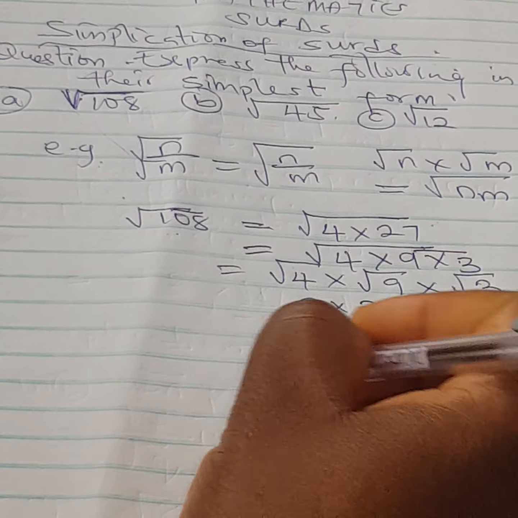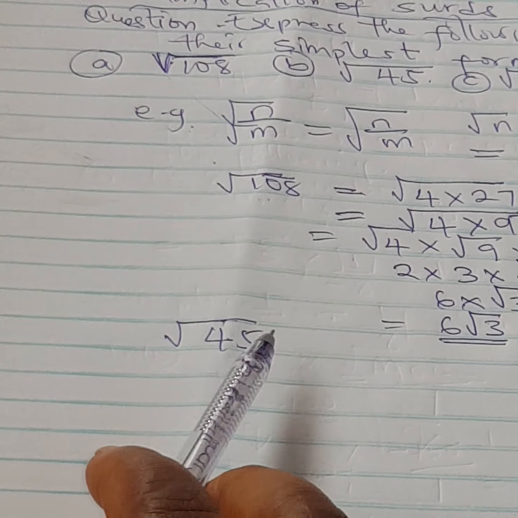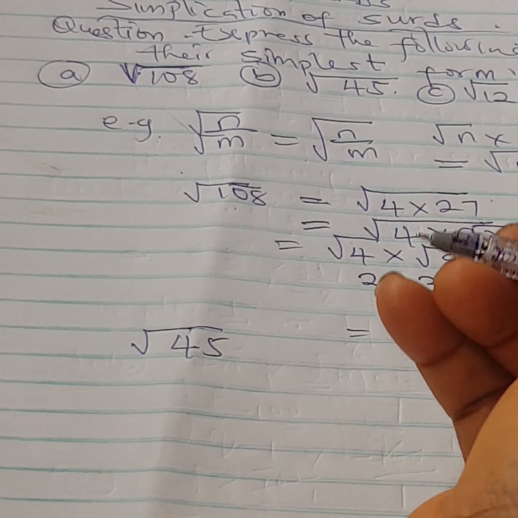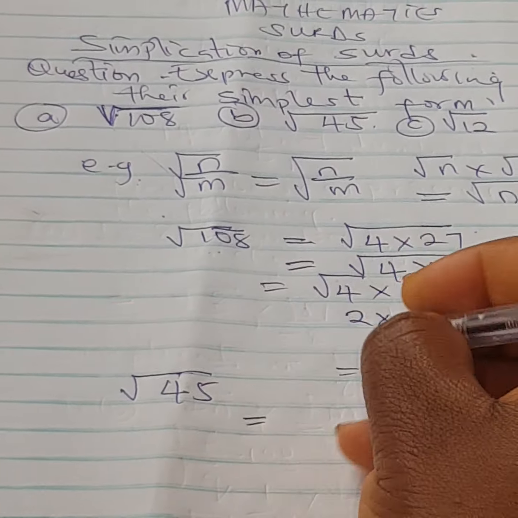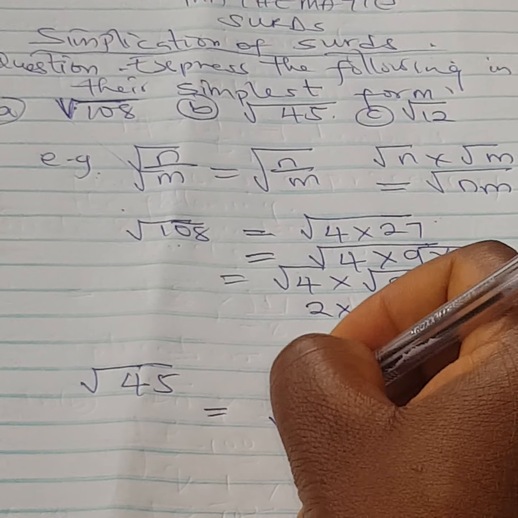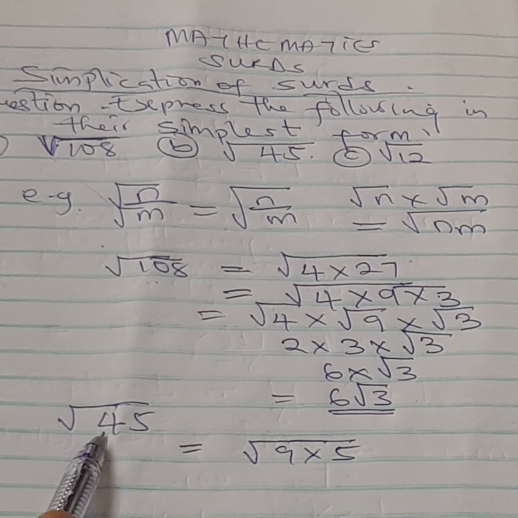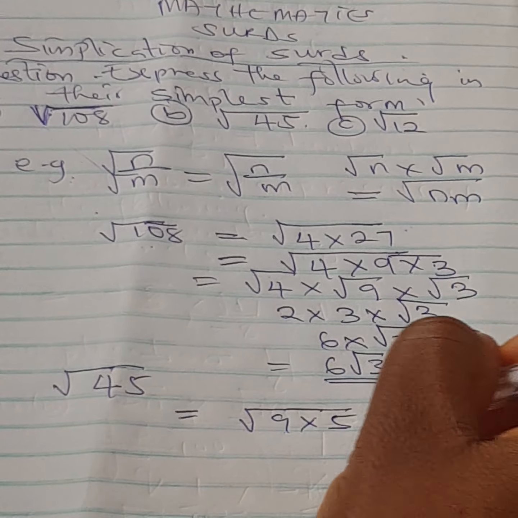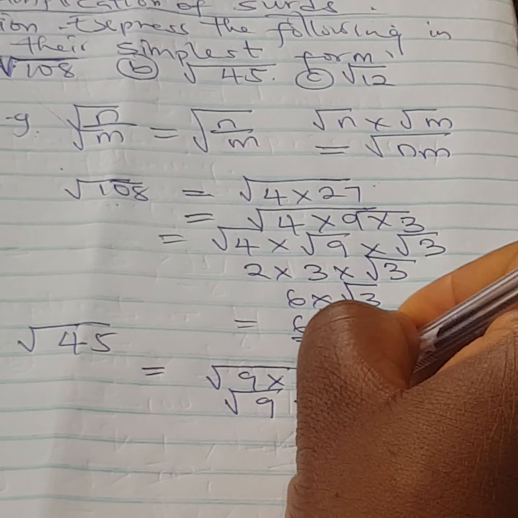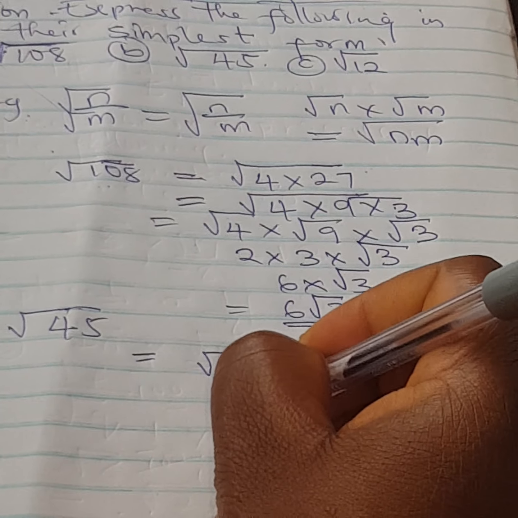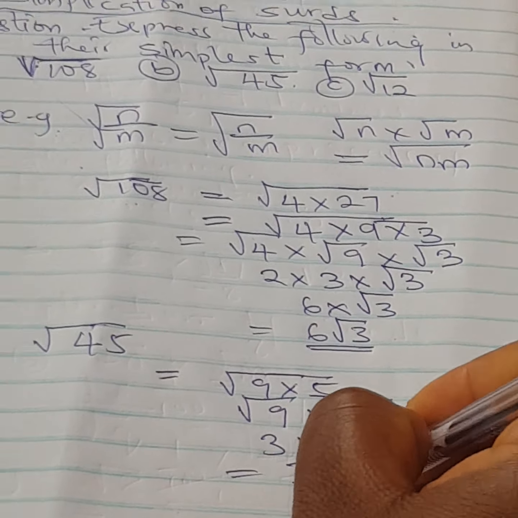All right, let's consider this question. We also have square root of 45. You have to split this number into two factors, one a perfect square and the other may not be a perfect square. All right, let's have square root of 9 times 5. The square root of 9 times 5 will give us 45. Know that 9 is a perfect square. The square root of 9 is 3, times this root 5, which is equal to 3 root 5.